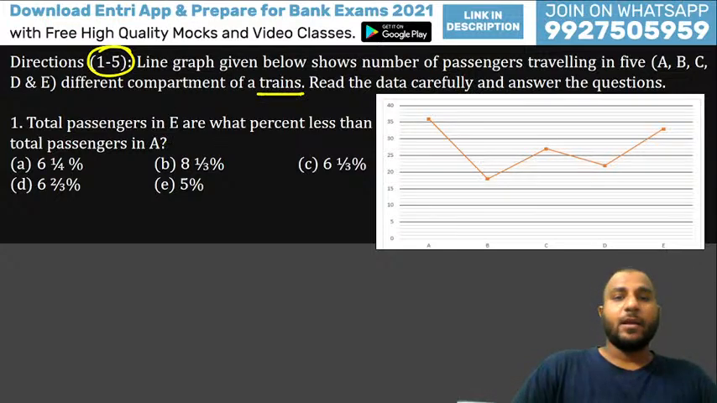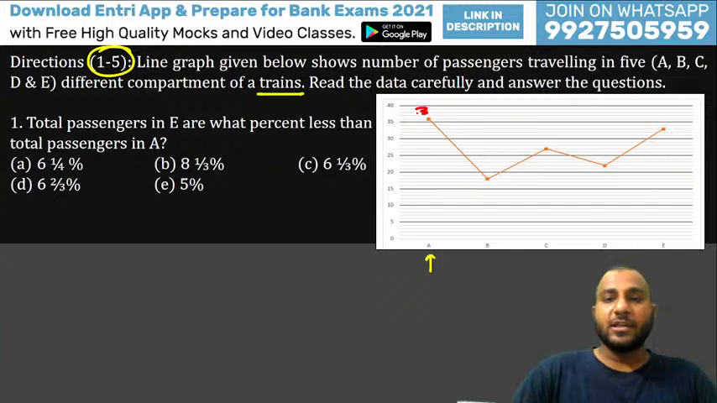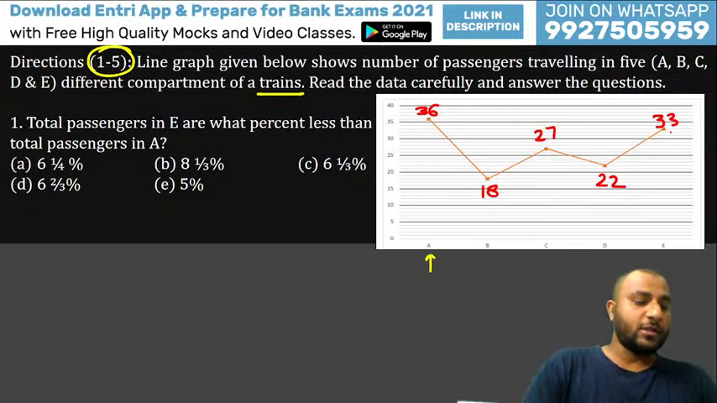So look at this. Here, every slot is for 5 dots, which means you will have your limit till 40. If we look at A's passenger details, you will get 36 passengers, while B's passengers would be 18, C's passengers would be 27, D's passengers would be 22, while E's passengers would be 33. So I hope you all have got the data.